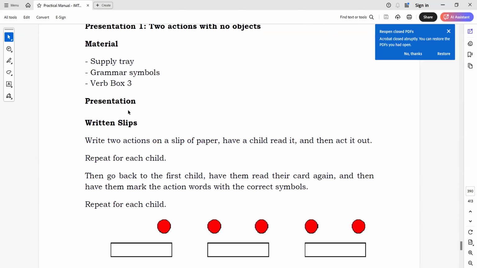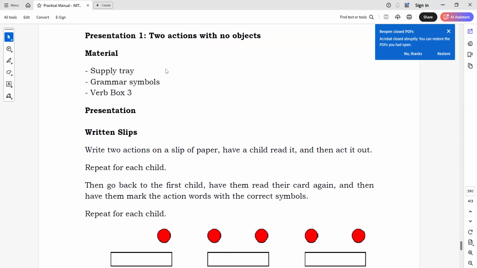Okay, so in my presentation, what do I first start with? Two actions and no objects. Can you think of sentences? Any two actions with no objects. Think. Run, I can run and sing. Run and jump. Run and jump. Very good.